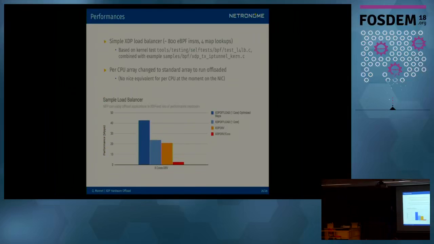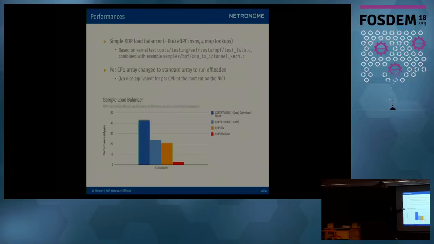So this example is an XDP load balancer. That's the combination of two sample files that are in the Linux kernel tree. One is TX IP tunnel, and the other one is a layer 4 load balancer. And this program is something about 800 eBPF instructions. There are 4 map lookups in that program.